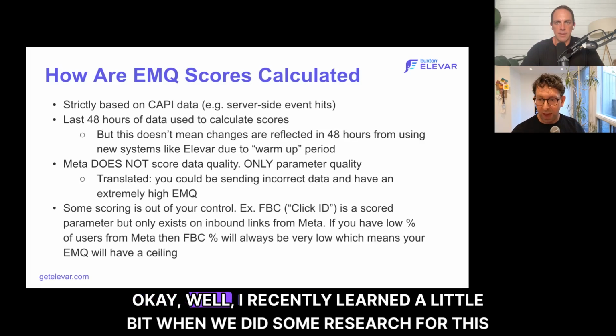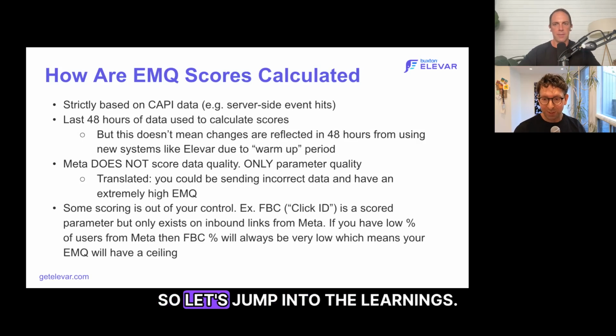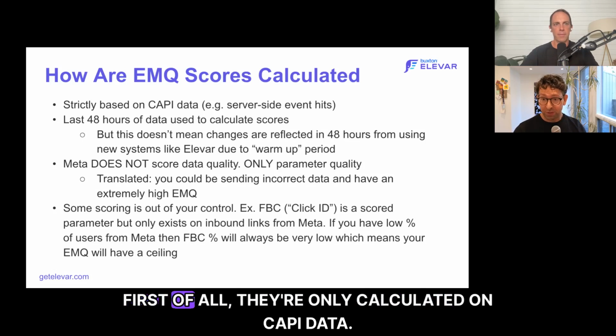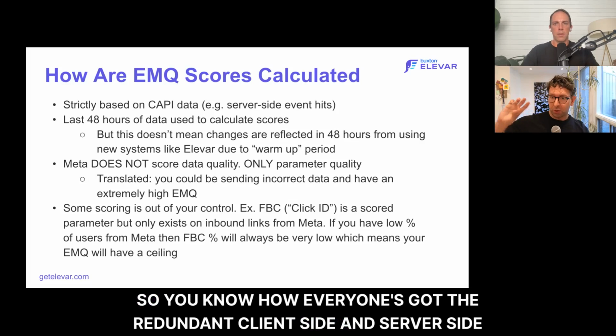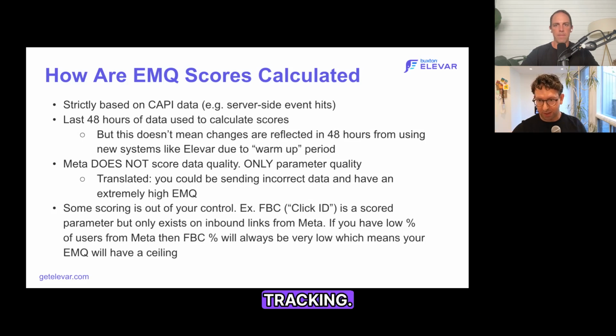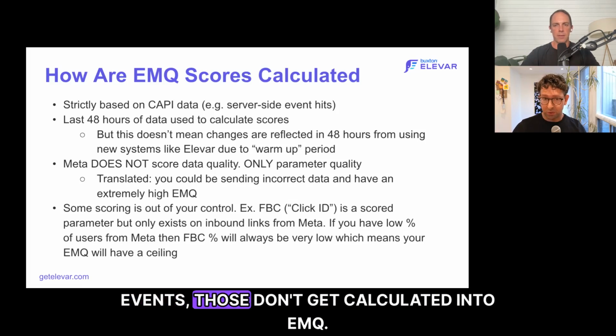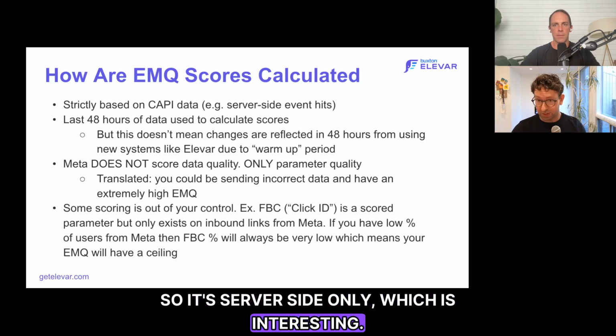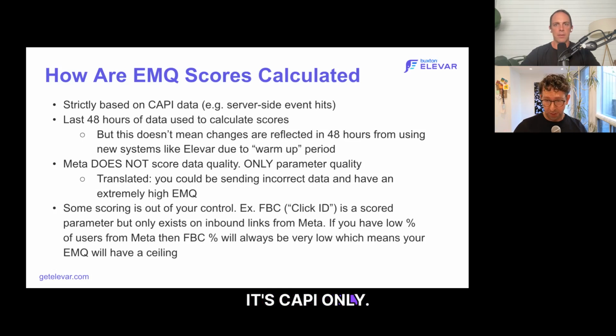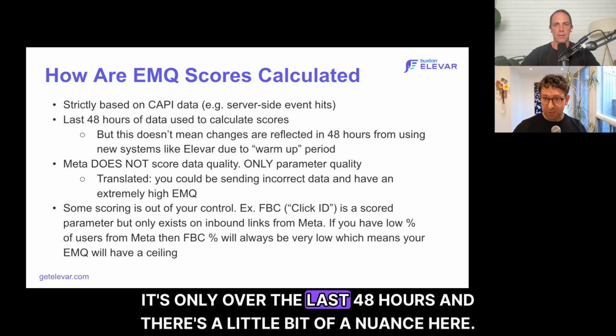Okay, well, I recently learned a little bit when we did some research for this podcast. So let's jump into the learnings. First of all, they're only calculated on CAPI data. You know how everyone's got the redundant client side and server side tracking. Well, whatever data you're sending on those client side events, those don't get calculated into EMQ. So it's server side only, which is interesting. It's CAPI only. It's only over the last 48 hours.